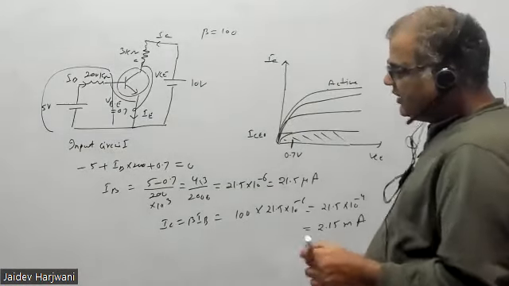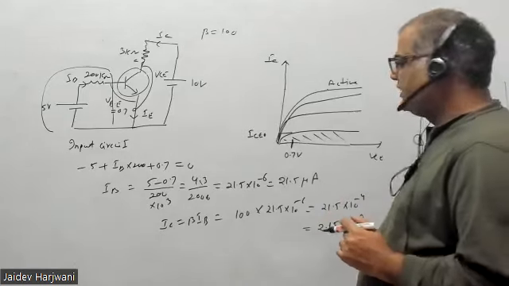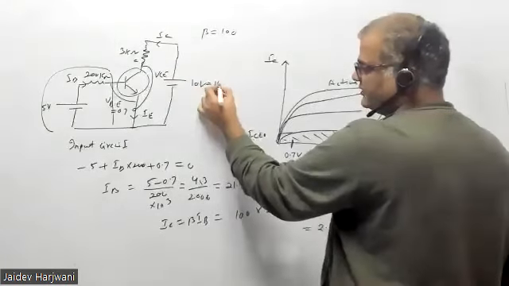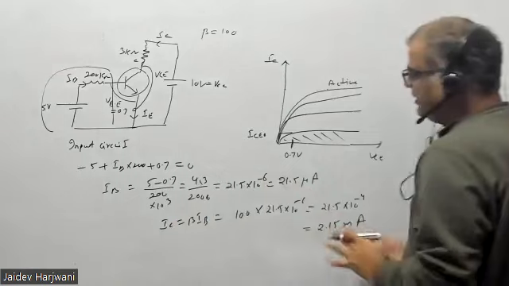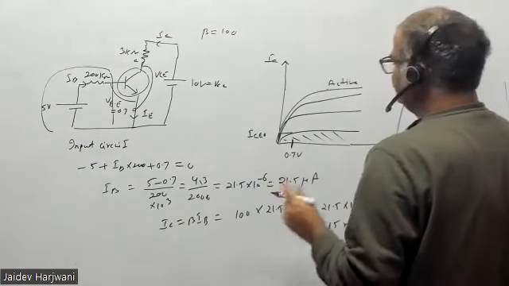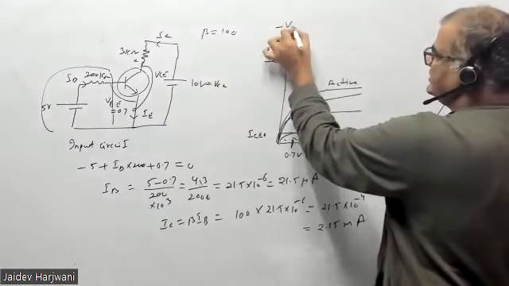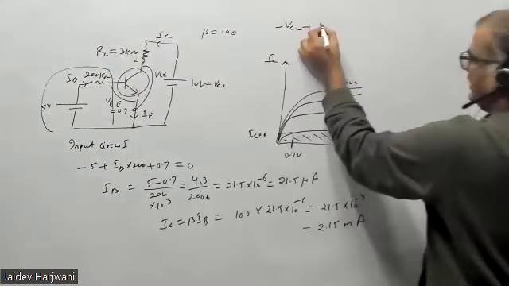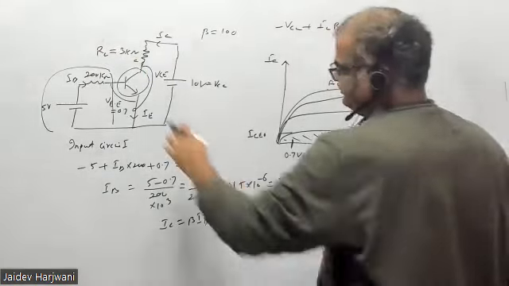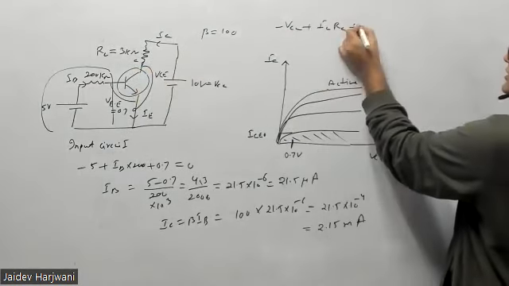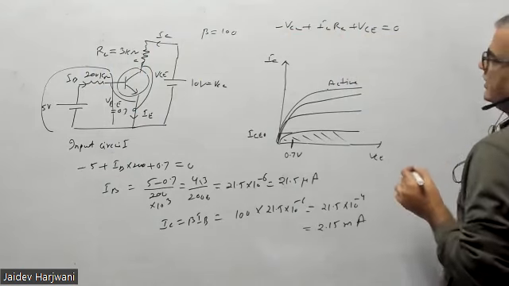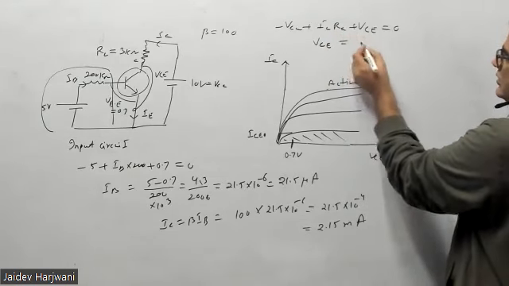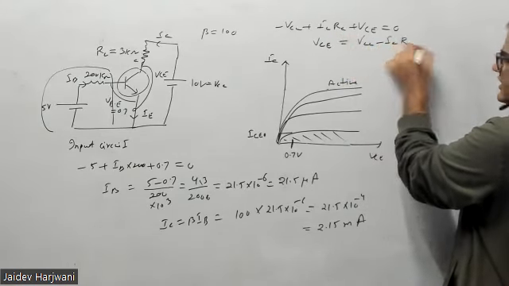Now you have to find IC saturation. IC saturation means this circuit here. This is your VCC, so this is the input. Now let me discuss the output equation. So the output equation is minus VCC plus this IC, this resistance called RC, ICRC, and then the voltage drop VCE equals to 0. So my VCE will be equal to VCC minus ICRC.